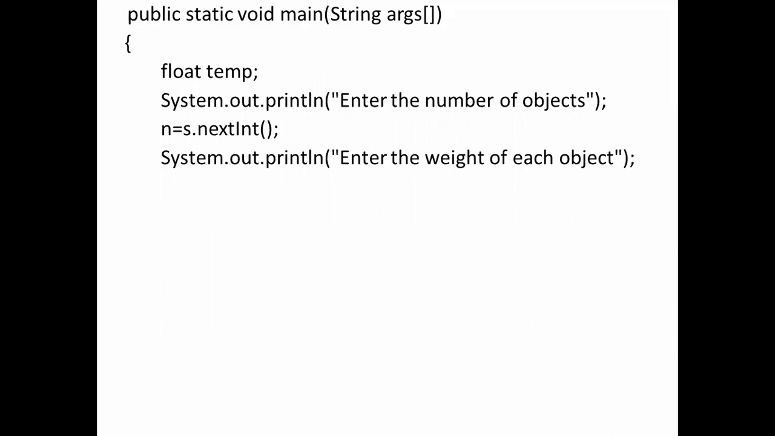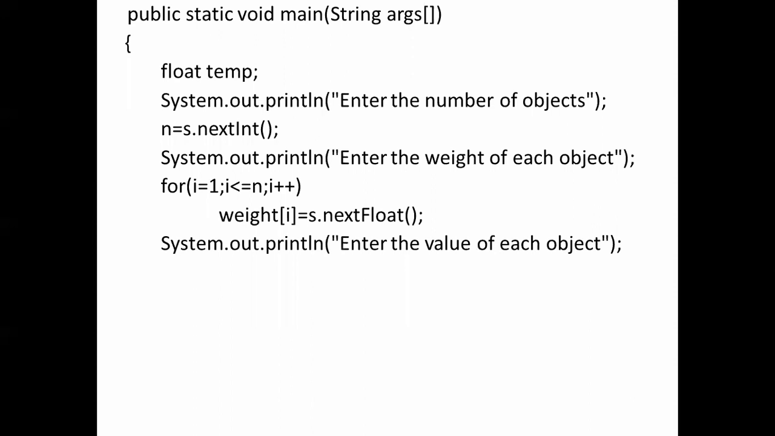Then enter the weight of each object. So use the for loop here. For i is equal to 1 to n, weight of i is equal to s.nextFloat. Floating point numbers we are entering because we want the fractional part for the greedy knapsack. Then System.out.println, enter the value of each object. Each object will be added again with the for loop. For i is equal to 1 to n, value of i is equal to s.nextFloat.